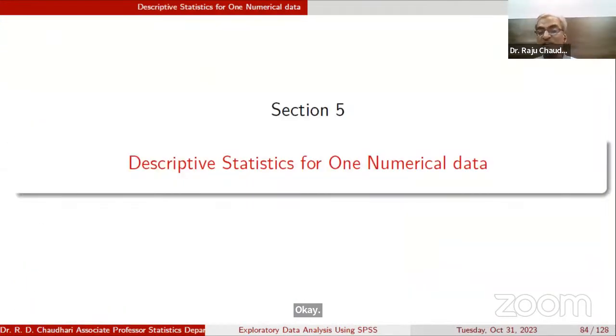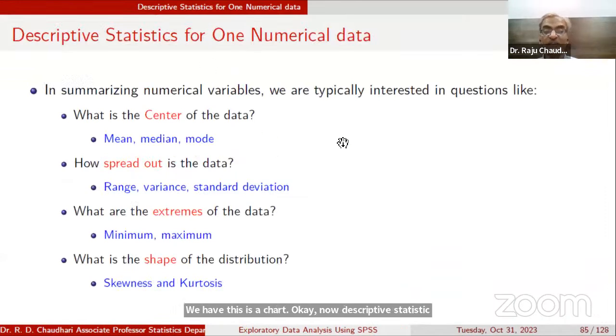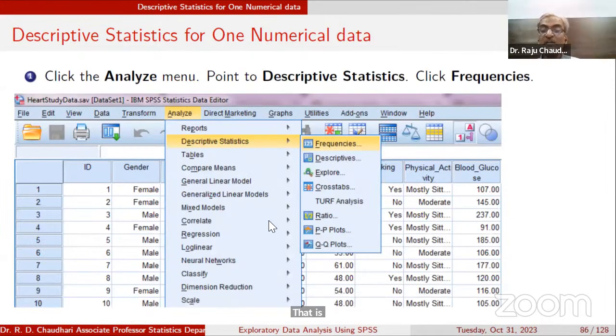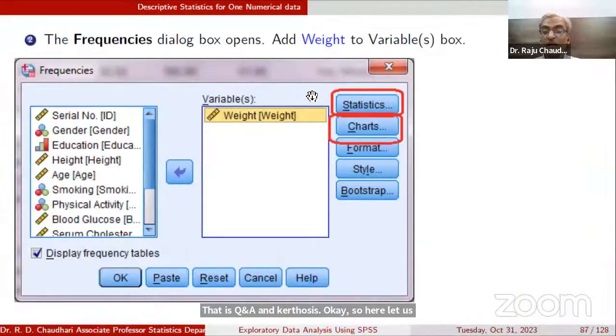Now, descriptive statistics for one numerical variable. When we have to summarize one numerical variable numerically, for center we can use mean, median, mode. For spread or dispersion, we can use range, variance, standard deviation, and extreme values, minimum and maximum. And we have another, that is the shape of the distribution, that is skewness and kurtosis. So here, let us see again.